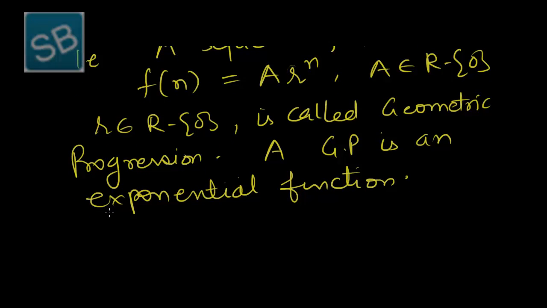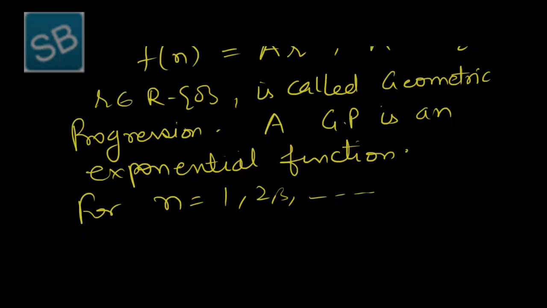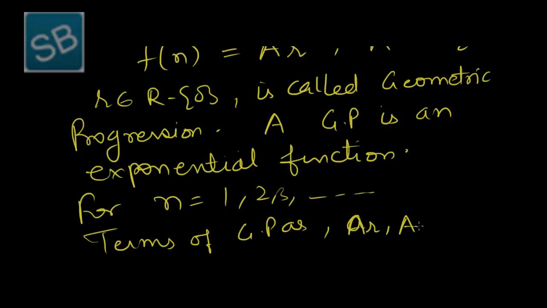Now for n equal to 1, 2, 3 and so on, we get terms of GP as ar, ar square, ar cube and so on. So this is all about the GP, that is geometric progression.